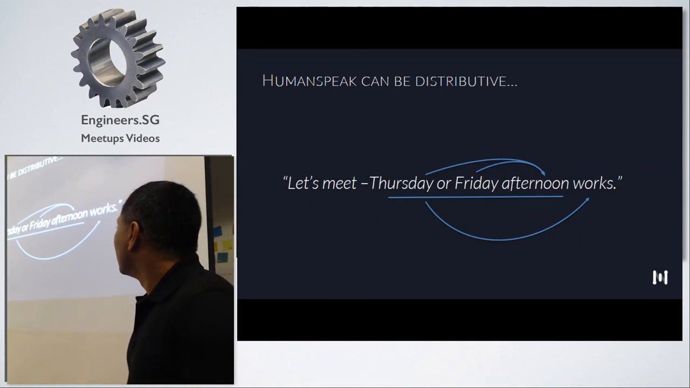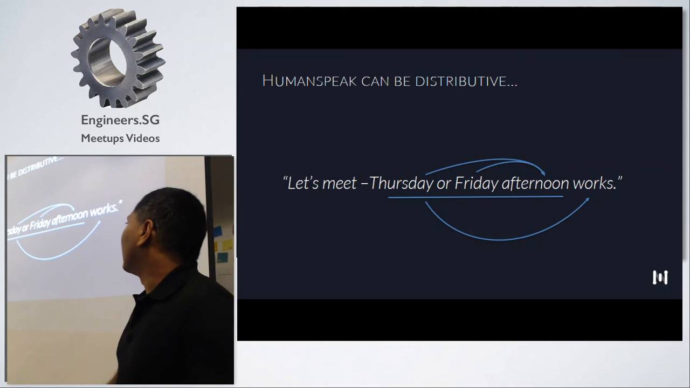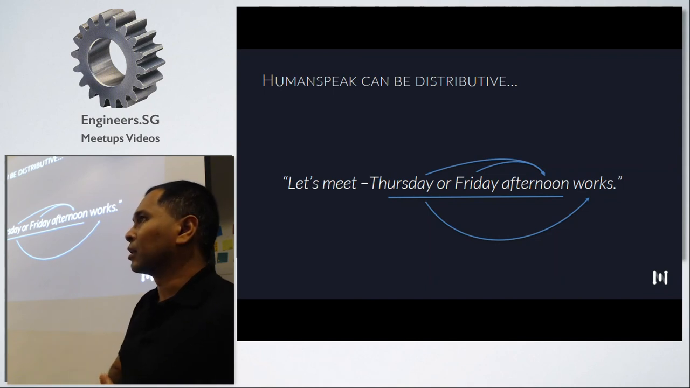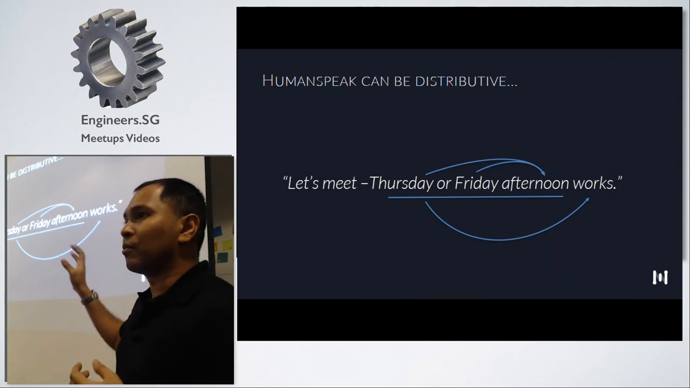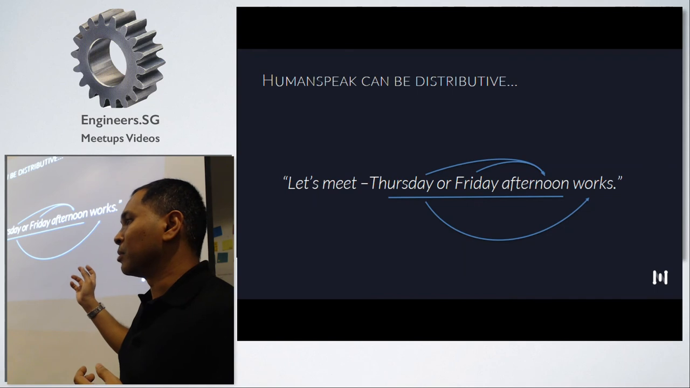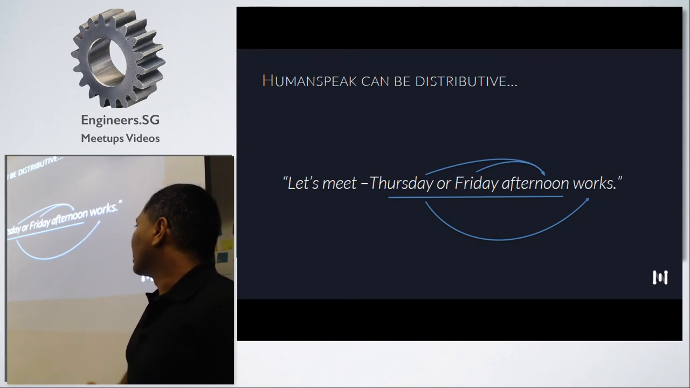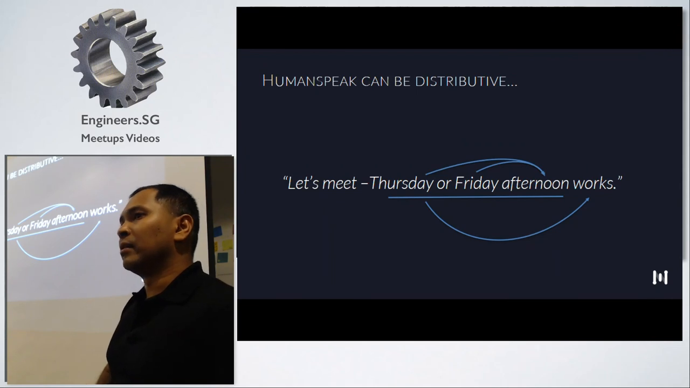And again, you can imagine how, using the Ruby hash format, it's really easy to combine these things and construct a structured representation of what Thursday or Friday afternoon really means, right? And so I think that has really paid a lot of dividends for us.